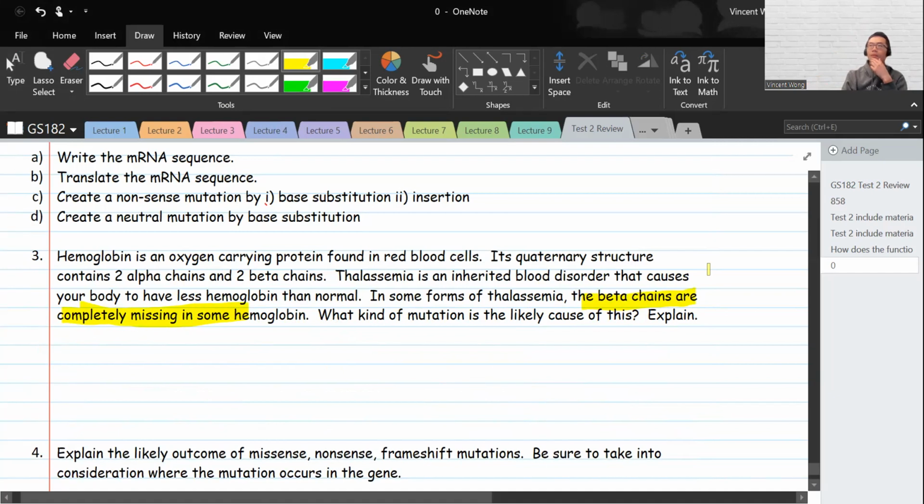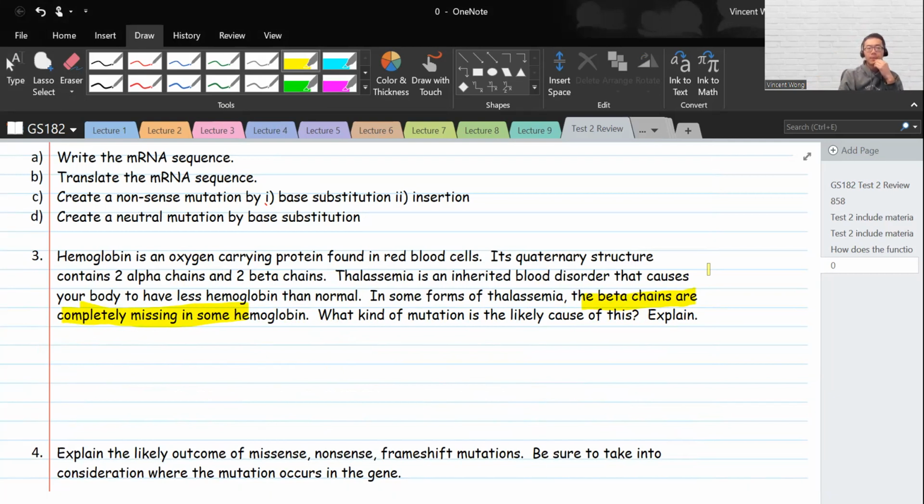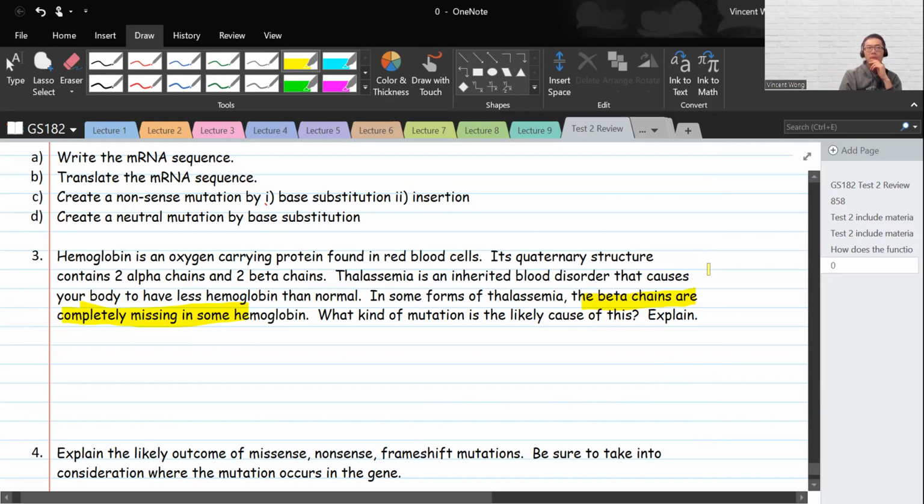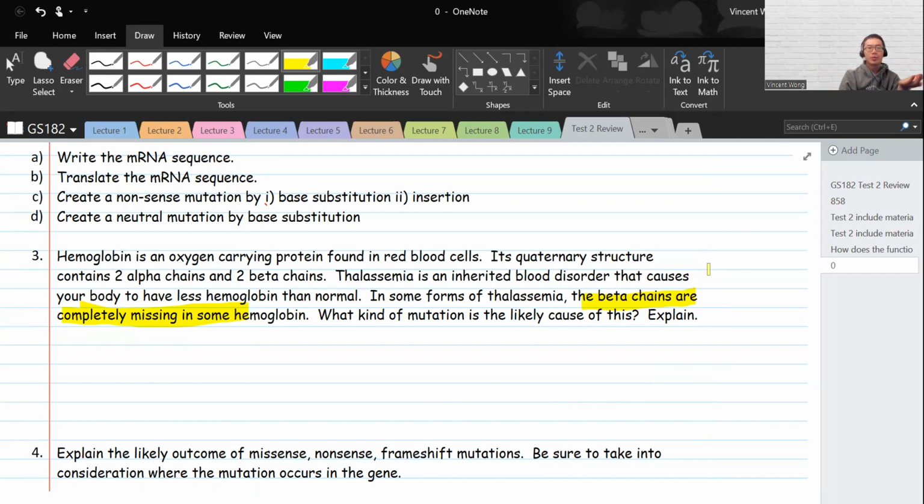Deletion. Gonna need more than that, because deletion doesn't mean you delete the whole protein, right? Deletion just means you delete nucleotides, you know what I mean? So what kind of mutation would cause a whole chunk of protein to just be gone, guys? Insertion. Nonsense mutation. Nonsense mutation, that's right.